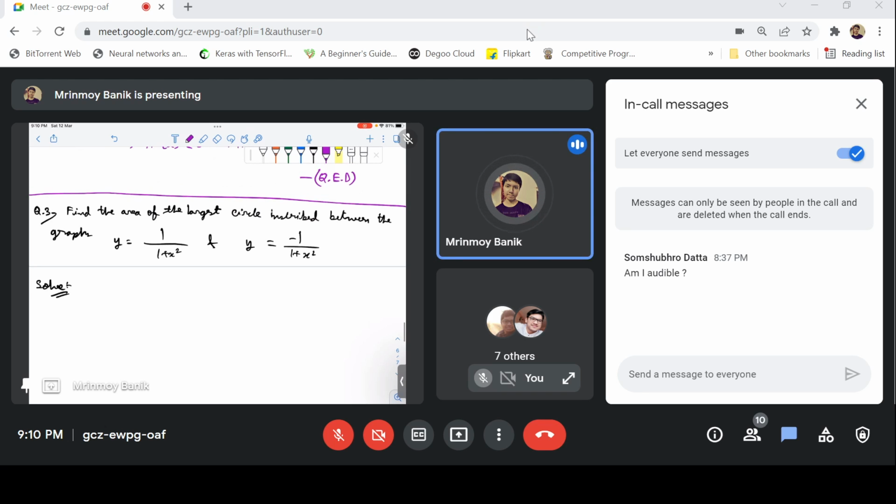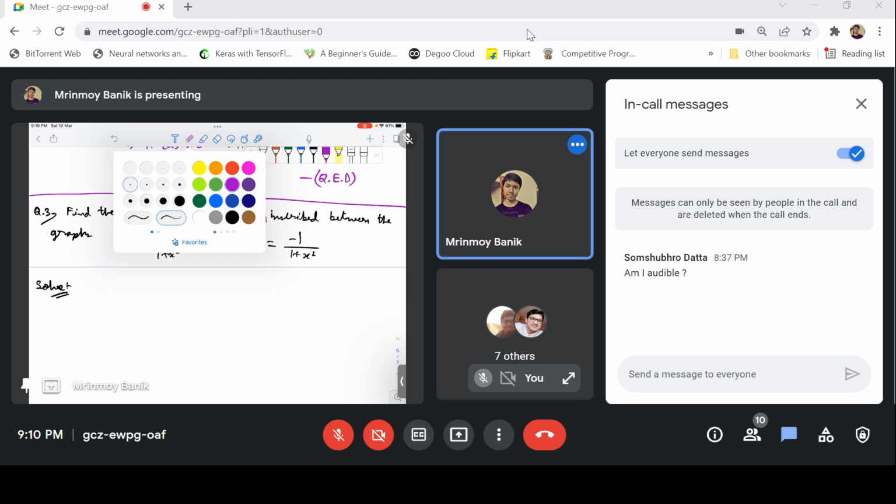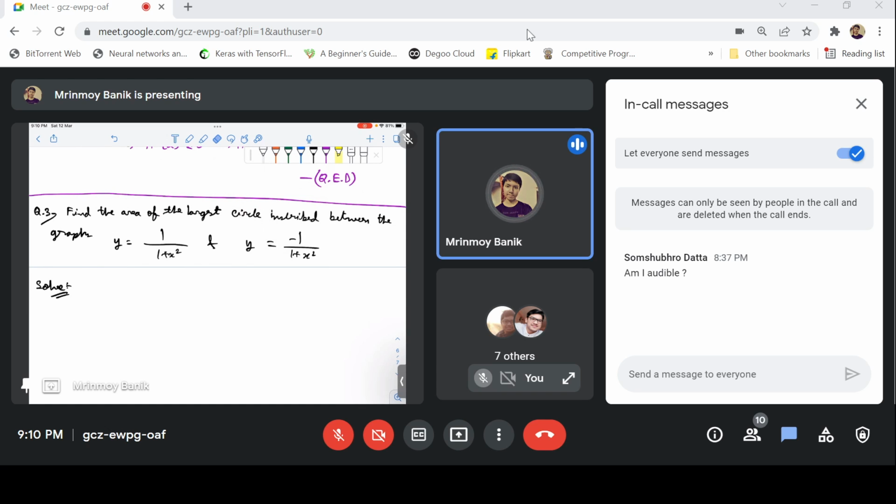Okay, I forgot to mention one detail. Largest circle centered at origin. So, centered at origin. Now it's okay.